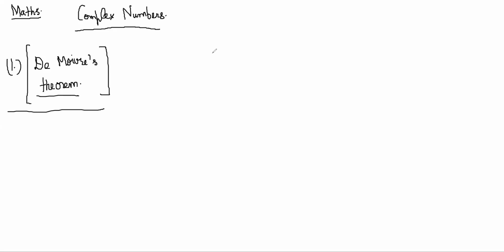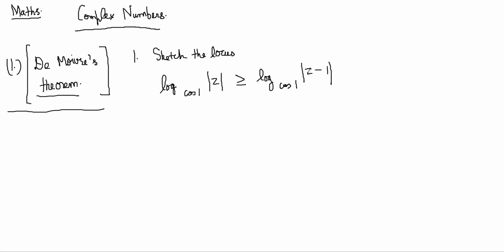Sketch the locus of a complex number satisfying log cos 1 mod z is greater than or equal to log cos 1 mod z minus 1.